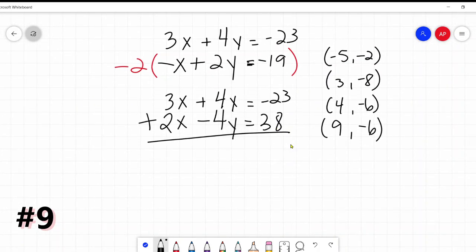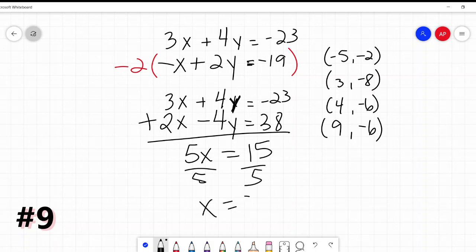And then my y's, and that looks like an x. That's not, that's a y. The y's cancel out. 3x plus 2x is 5x. 4y minus 4y is nothing. And negative 23 plus 38 is 15. I can then divide both sides by 5 and x equals 3. I now know my answer. It's 3 and negative 8.